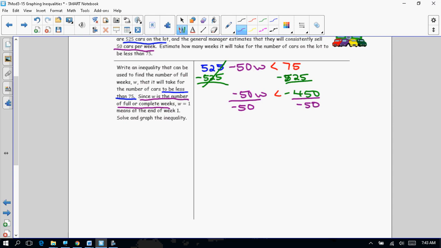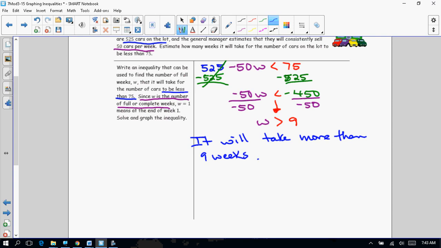And negative divided by negative is positive, that's good. But when I divide by a negative, my sign reverses. Catch that, right? We have to change the sign. 450 divided by 50 just gives me a lovely answer of 9. So it's going to take more than 9 weeks, really, I should say. It will take more than 9 weeks.